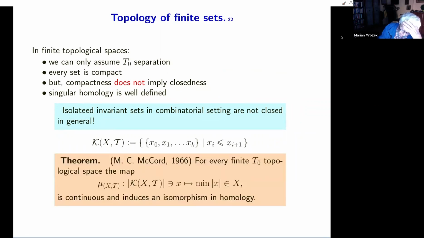Very briefly, I mentioned that this homology theory is defined in finite spaces, and there is the McCord theorem, which actually lets you make computations, because with every finite topological space interpreted as a poset, you can build an abstract simplicial complex, and the homology of this abstract simplicial complex is the singular homology of this finite topological space. So in terms of computations, we are in perfect shape when we treat a simplicial complex as a finite topological space via the poset of faces.